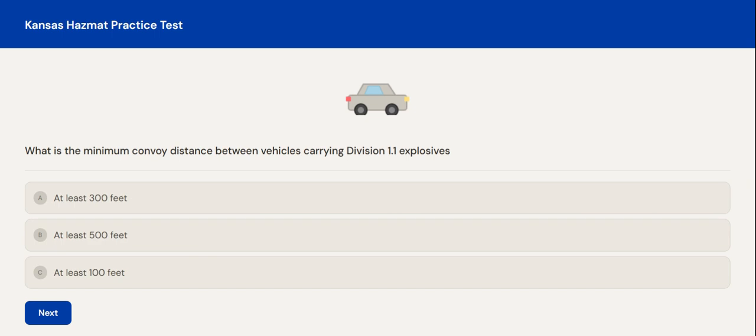Let's move on. What is the minimum convoy distance between vehicles carrying Division 1.1 explosives? At least 300 feet. This gap ensures that an incident with one truck doesn't immediately affect the other.